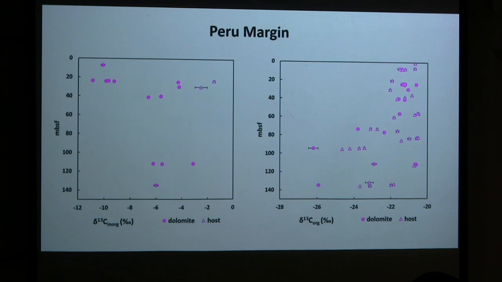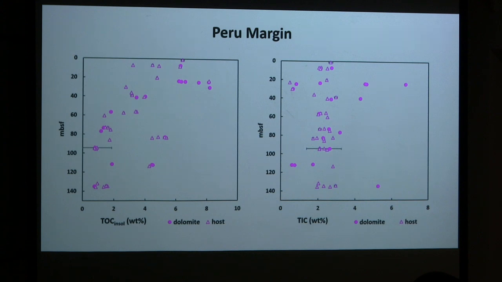For the organic carbon isotopic data, these are within the normal range of marine and terrigenous sources. It doesn't necessarily decrease with depth, but it does seem to get more varied with depth. Total organic carbon versus depth. For both dolomite and host samples, the values are pretty much the same, and they both decrease with depth.